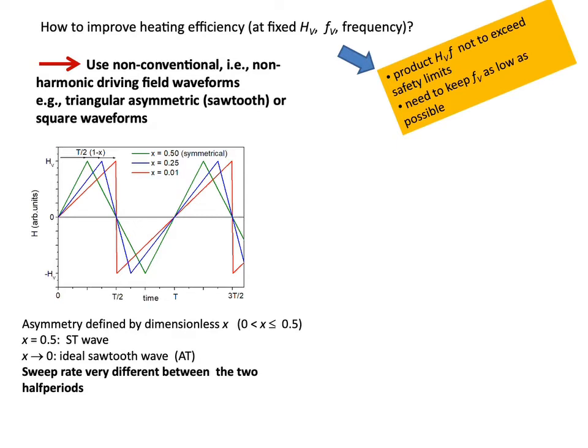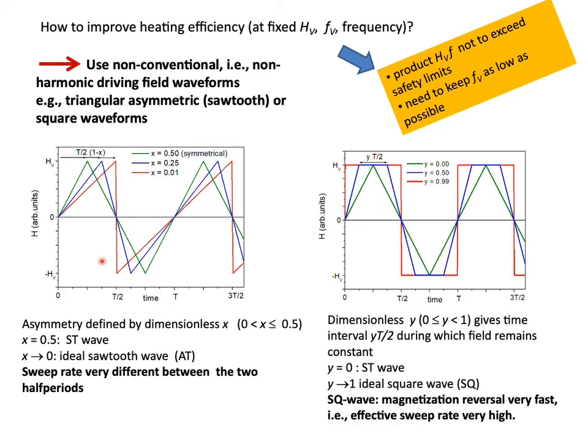The green one is a triangular waveform, and by applying a linear distortion, we can have an asymmetric curve, which is the blue one, while the sawtooth is the red one. And we can see that all these three have a sweep rate which is very much different between the two half periods.